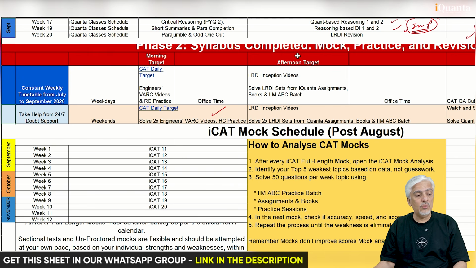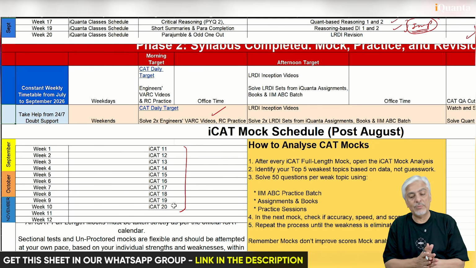Okay. So now, from September, that was still actually the third week of September or something, you will have your ICAT 11 to ICAT 20, which will go on till roughly the 10th week or the 11th week post September. So that will be your next, till ICAT 20. You'll have all your ICATs over there.